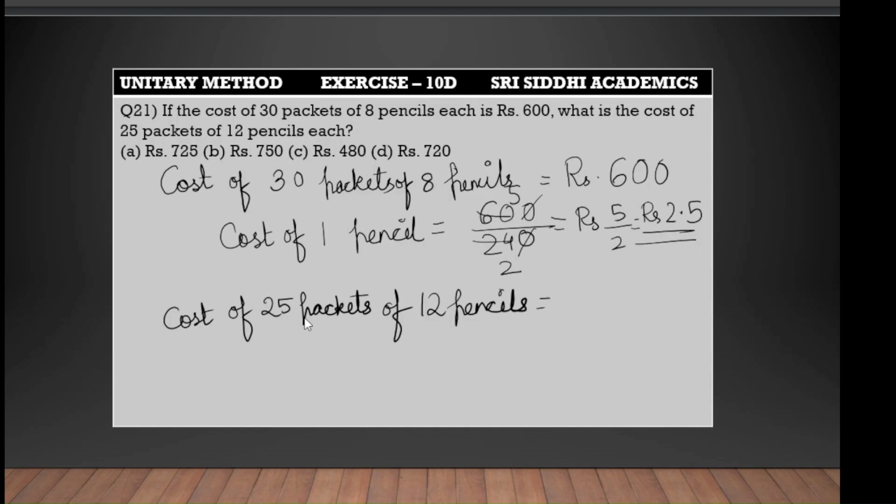Now, 25 packets have 12 pencils each. I just need to multiply. In order to find the exact number of pencils, I will multiply 25 with 12. The total number of pencils will be 25 into 12, because each packet has 12 pencils, and the cost of one pencil is 2.5. So I'll multiply this to find the total cost.